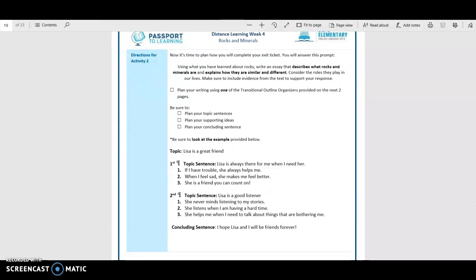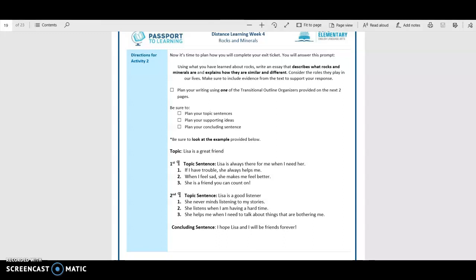Now it's time to plan how you will complete your exit ticket. Okay? You're going to answer this prompt. Using what you've learned about rocks, write an essay that describes what rocks and minerals are and explains how they're similar and different. Consider the roles they play in our lives. Make sure to include evidence from the text to support your response.